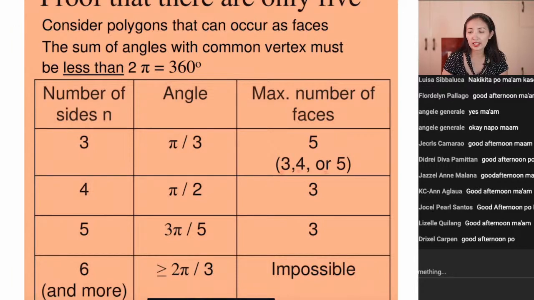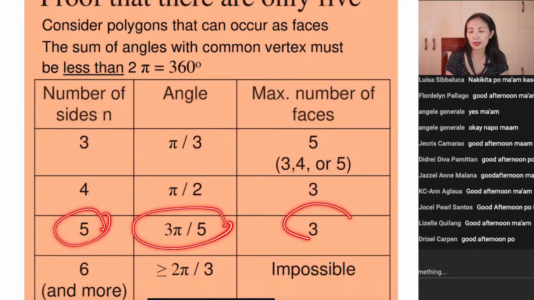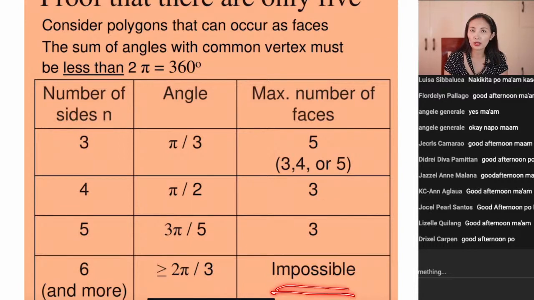When the number of sides is 4, a square, the vertex angle of a square is 90 degrees, from 180 divided by 2. The maximum number of faces is 3. For 5, 3 pi over 5, and for 6 and more, it's impossible. So, there are only 5 regular polyhedra.